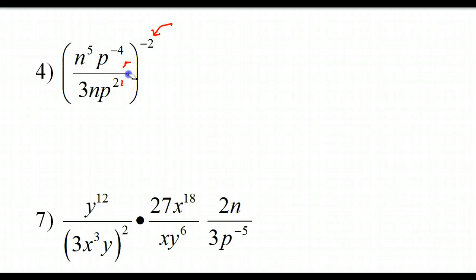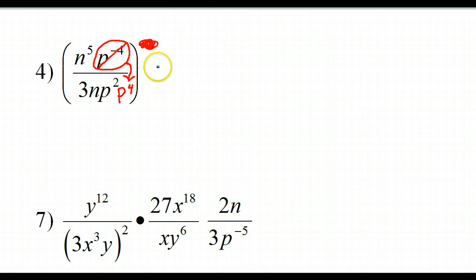But we have some things to do before we get to that point. So for a minute, I want you to ignore this negative 2. Let's just simplify what's inside the parentheses first. Now, in a previous lesson, I taught you that if you have a variable with a negative exponent, that means that this expression is on the wrong side of the fraction. So this p to the negative 4th power is actually going to drop down like this and become p to the positive 4th power. Okay, so it's going to move.